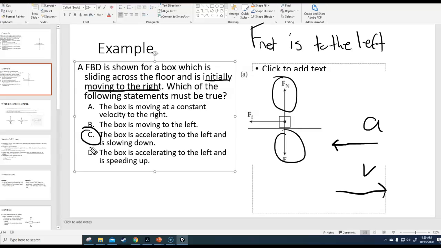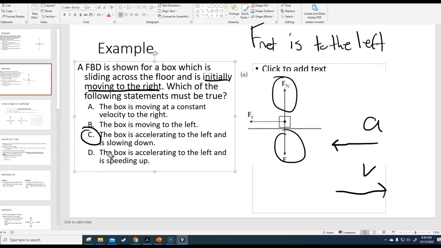Okay, A is not correct because that would require a net force of 0 because of Newton's first law. B does not have to be correct. Remember, the FBD does not show you which way the object is moving, so you can't just look at the free body diagram and say, oh, there's an arrow to the left, so it must be moving to the left. That's not necessarily true. And plus, it tells you in the problem that the box is actually moving to the right. So B is also out. And D, in order for an object to speed up, the velocity and acceleration have to be in the same direction, which we don't have in this case.